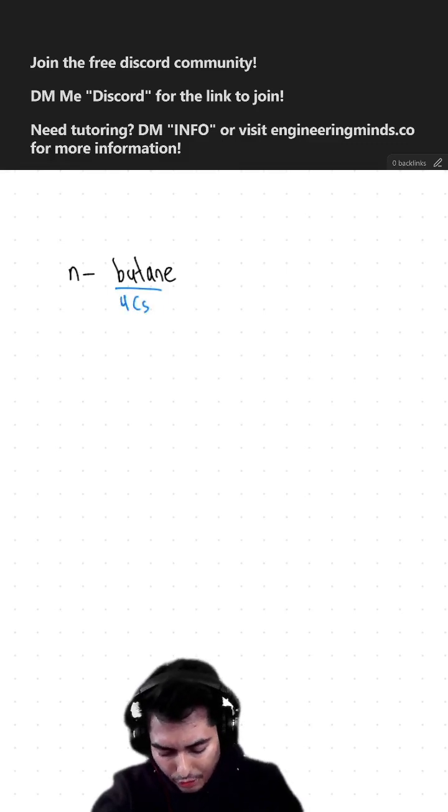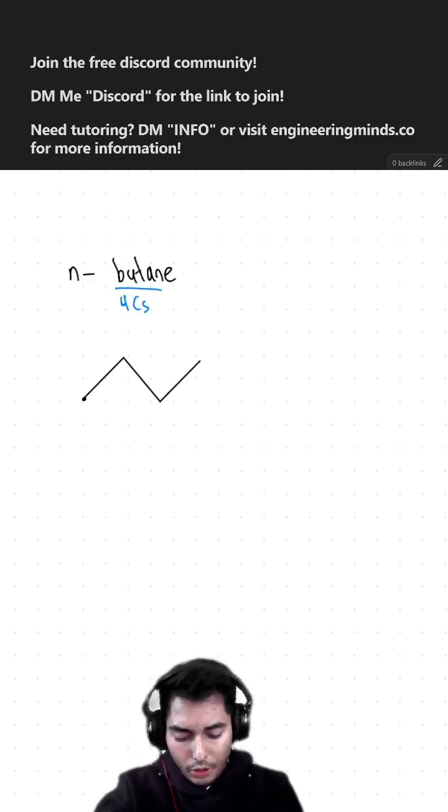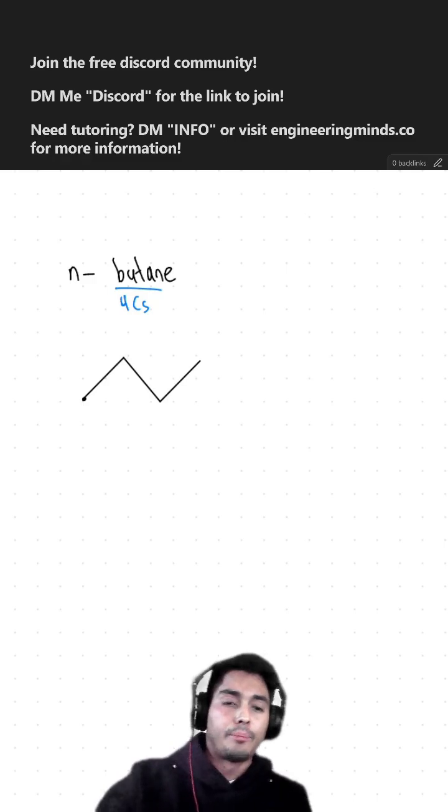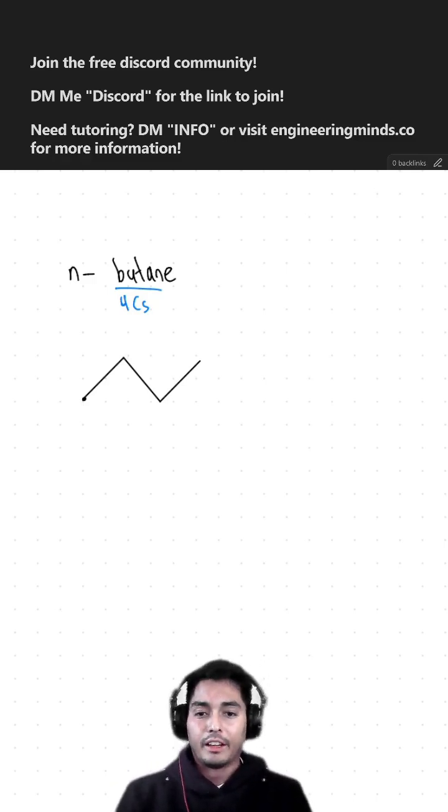So I'm going to draw my carbon here, and then I'm going to draw 1, 2, 3, 4. Okay? So this is the bond line structure of N-butane.